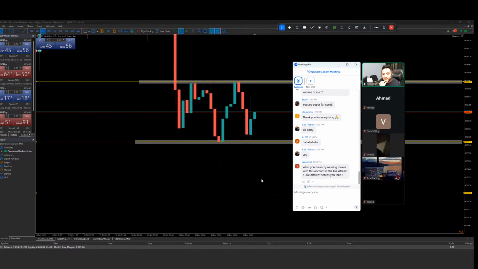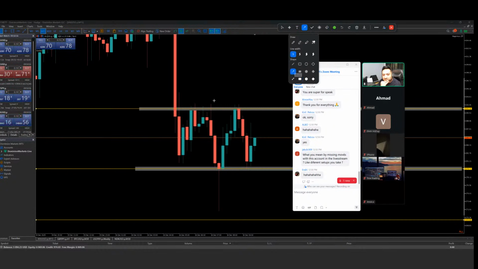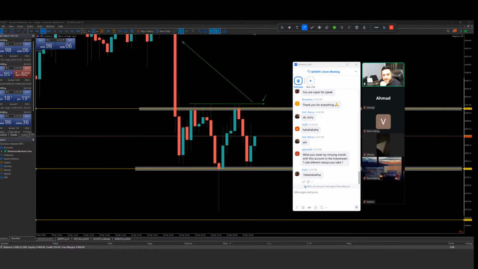What do you mean by missing moves with this account in the live stream? Like a different setup you take? You know what? No, it's not like that. Suppose I'm going to execute here with a $500 account running as an educational account. What lot size am I going to use here? 0.15, 0.25 maximum, something like that. So I'm going to make like $100, $50, $60, something like that. But with my other account, like you guys saw last time, I don't know if you saw it or not, I lost $600 on that account.